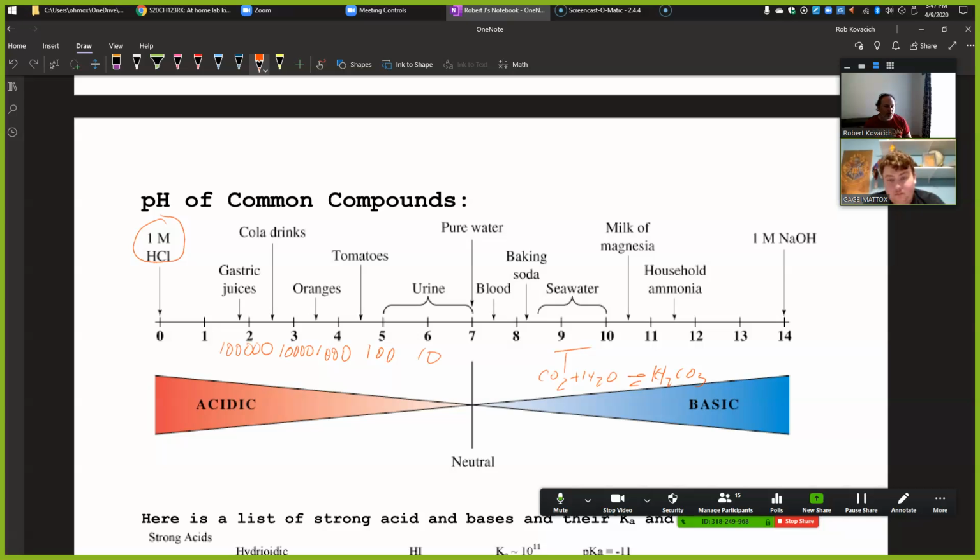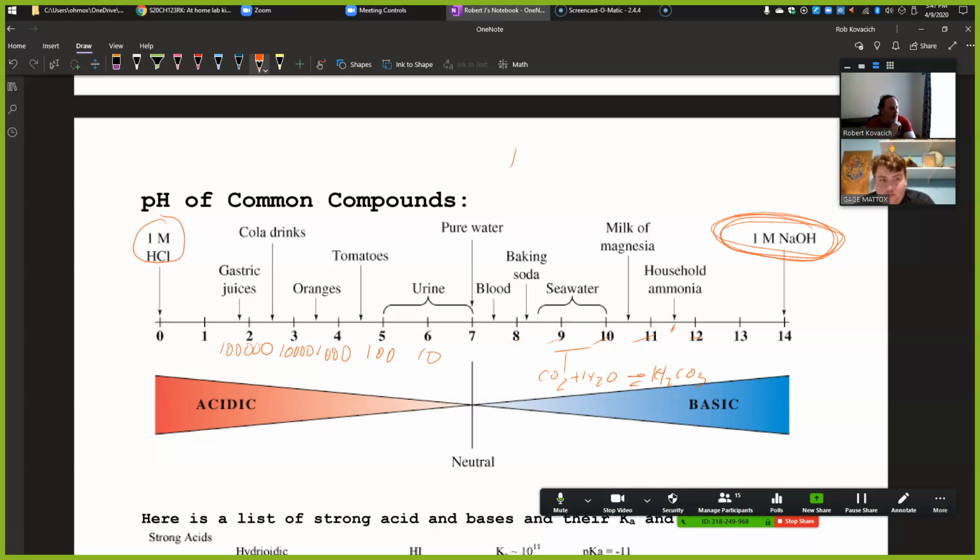And then something like ammonia that you would wash your windows with. That's much more basic, right? You're looking at 10, 100, 1,000, 10,000, between 10 and 100,000 times more basic than regular water is. And Drano is right here. Can you get past 14? You can. So let's do past 14 and less than 0.